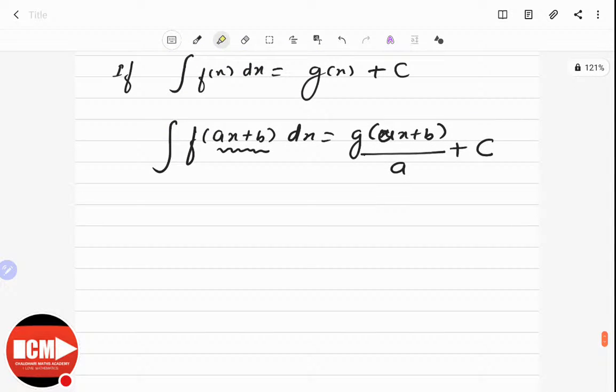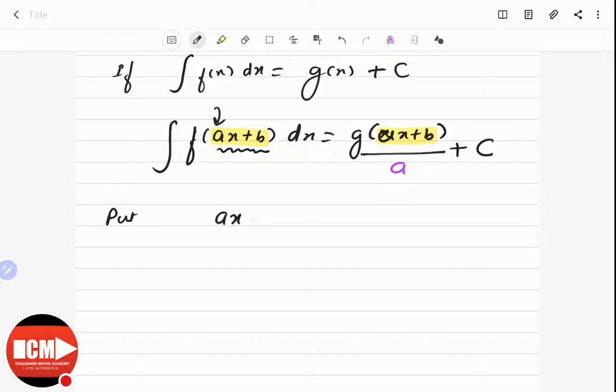Here, if you observe, this ax plus b is a composite one, which is linear and algebraic. And how to solve this? It's g of ax plus b divided by, and this is the important thing, always divide by the coefficient of x in the denominator. If you observe, the coefficient of x in this case is this a, right? Okay, so here I am giving you the proof of this also.